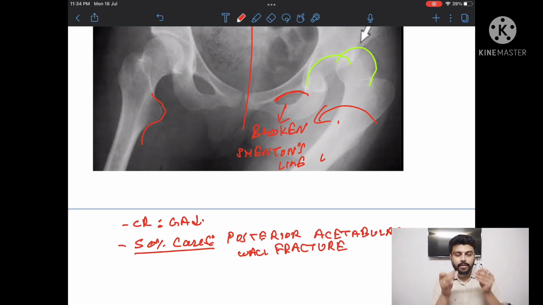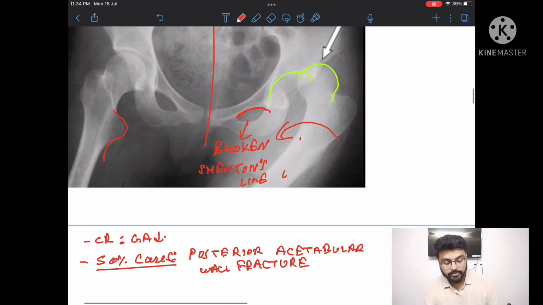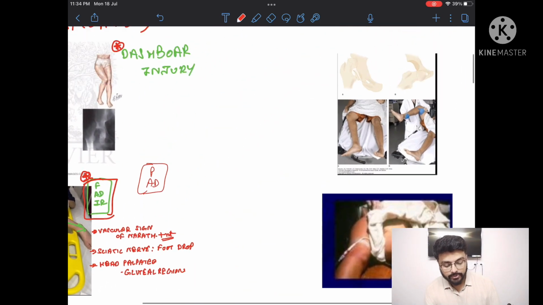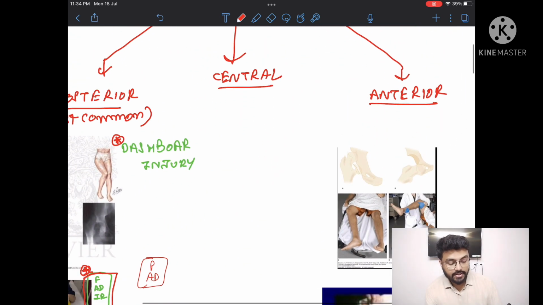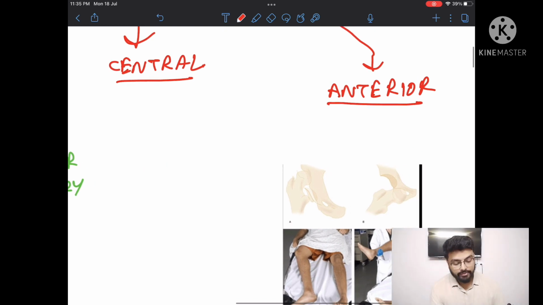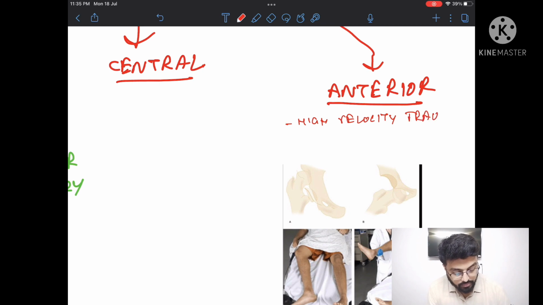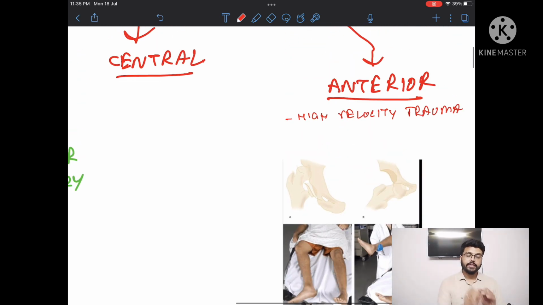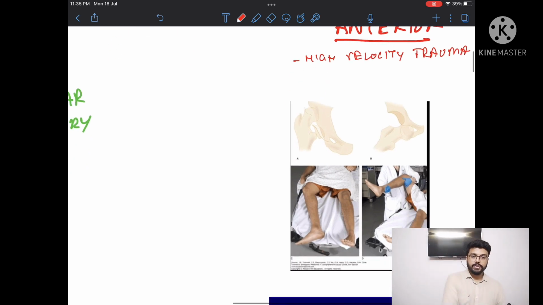Okay, so this was posterior dislocation of the hip. Now coming to the anterior dislocation of the hip, not very common, but yes, it is also a result of high velocity trauma. So in this anterior dislocation, the head has dislocated anteriorly. Again, what will you look for, the features in the patient?